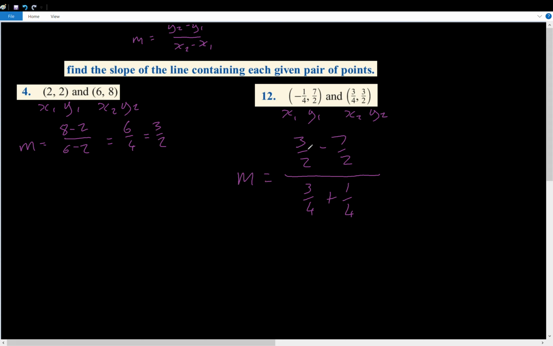So on top we have 3/2 minus 7/2, which is going to be minus 4/2, and on the bottom we've got 3/4 plus a quarter, so this is going to be equal to 1. And then minus 4/2 is just equal to minus 2, and that divided by 1 is just minus 2. So our slope in this case is just minus 2, although if you want, you can leave it as minus 2 over 1, if you would prefer.